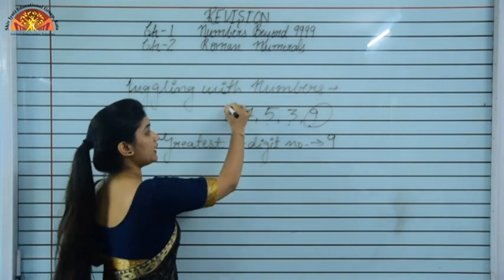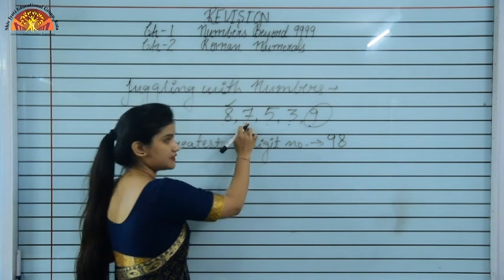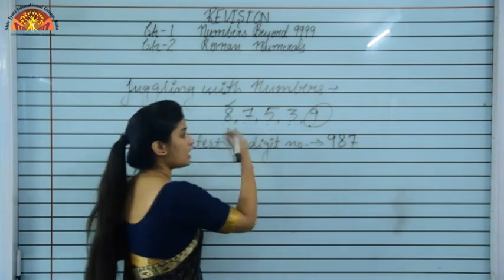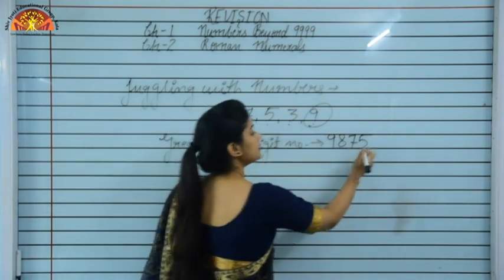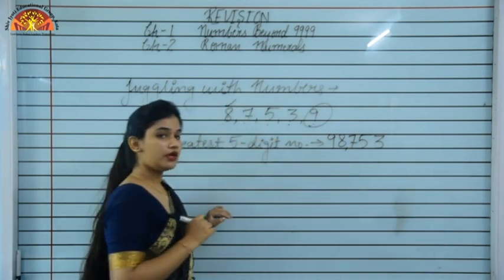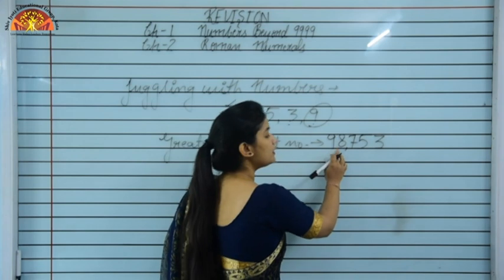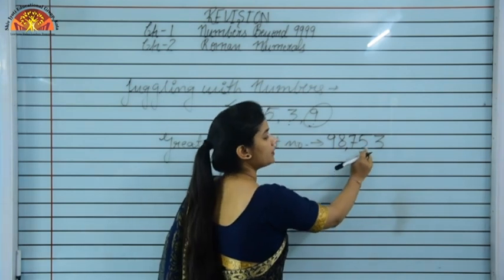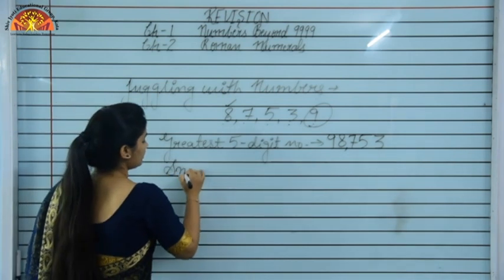After 9 we see 8. Then we'll write 8. Then after 8 what will come? 7. Then after 7, 5. And 3 is the smallest number and this number will come at the last. So in this way you can form the greatest 5 digit number, and the number is 98,753. Understood students?